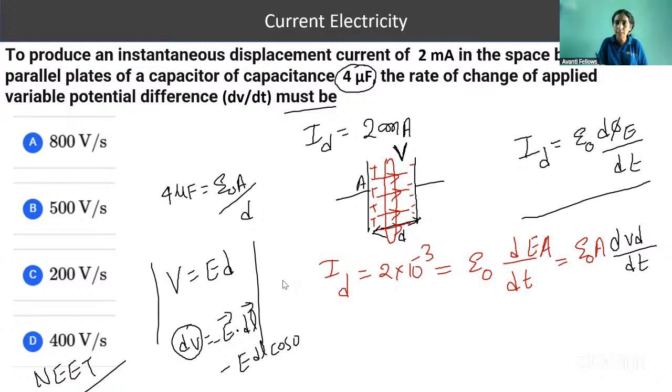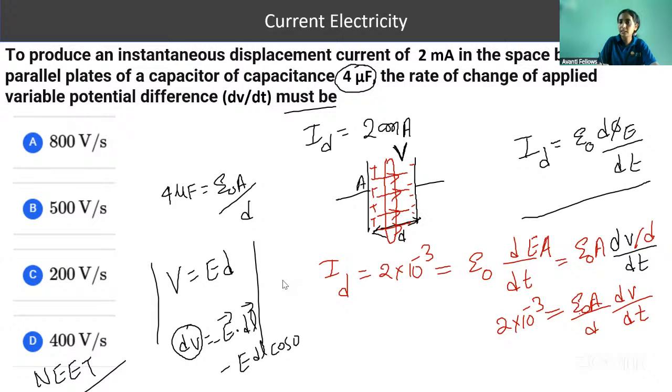Sorry, we had to write the electric field, it will be V by D, right? Not VD. So the electric field is V by D. Now take this D out because that is also a constant. Epsilon naught A by D into dV by dt. So what will be the value of dV by dt? This is your current, right? Epsilon naught A by D is what? C. That is 4 microfarad.